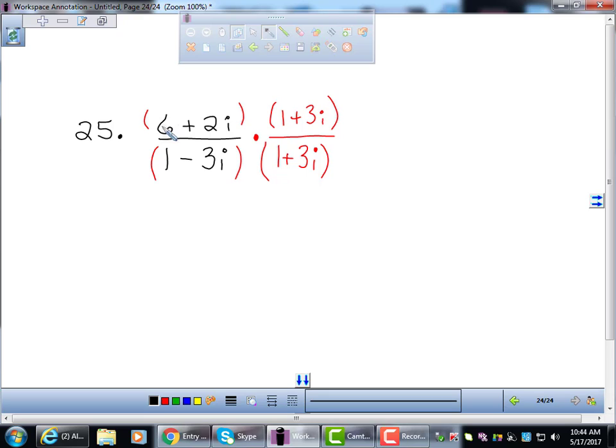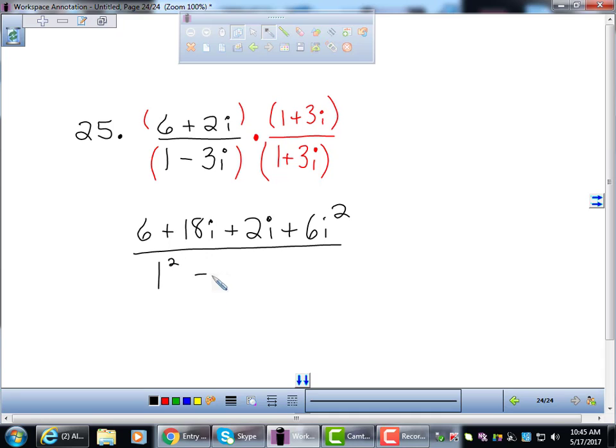When you FOIL the top, you get 6 times 1, 6 times 3i, 2i times 1, 2i times 3i, over 1 times 1, 1 times 3i. Or we could use the difference of squares. You want to use the shortcut? Since these are 1 minus 3i and 1 plus 3i, we can do the 1 squared minus 3i squared. Shortcut. Difference of squares.